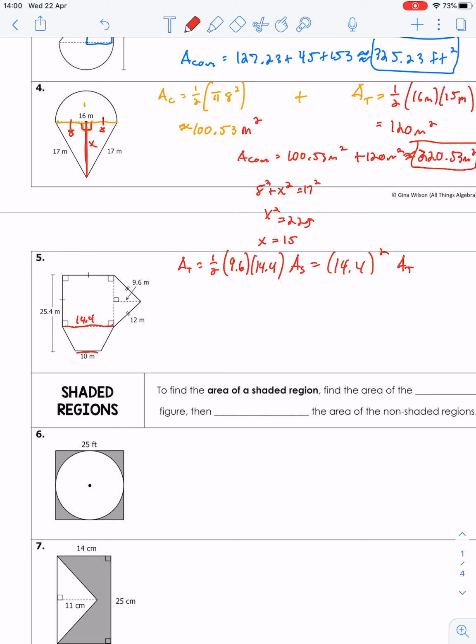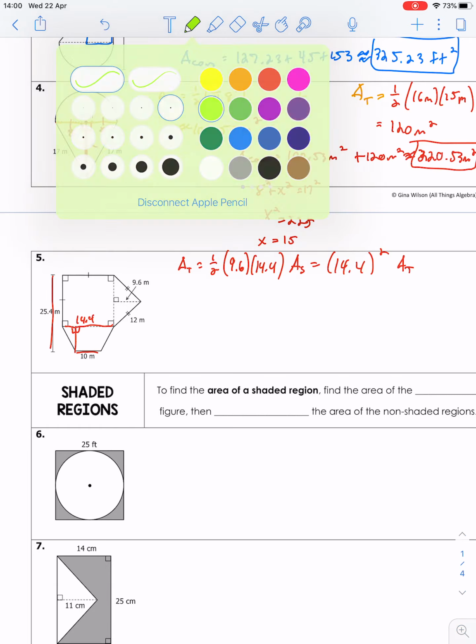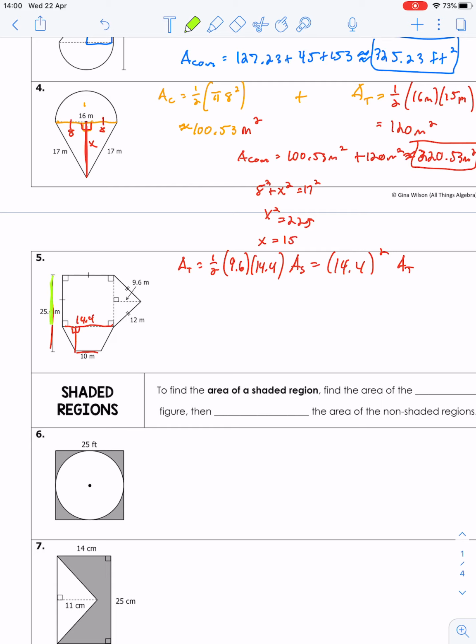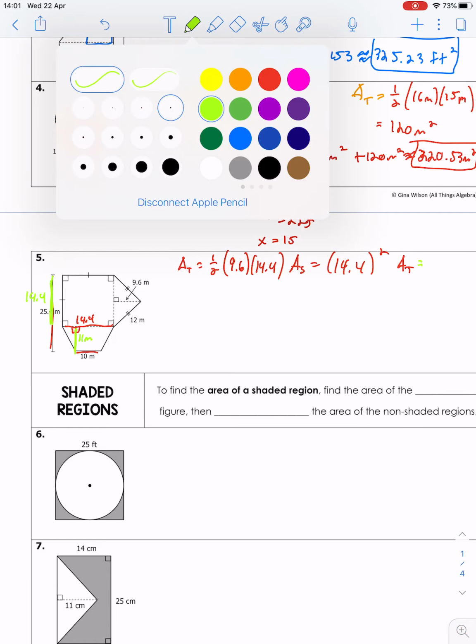Cool. Now we just need to find the height here. The whole thing is 25.4, and this part right here is 14.4. What does this have to be? Has to be 11. Okay, so the area of our trapezoid is going to be, let's change color, it's not easy to see.